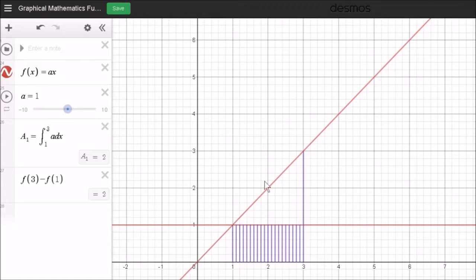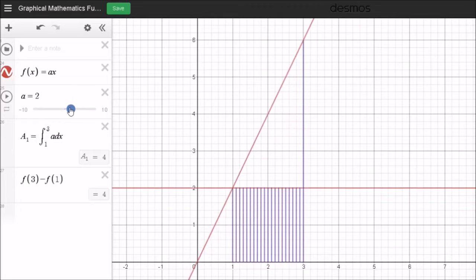So let's try a different line. Let's say the original line had the value a equals 2, so this is the line y equals 2x. Whenever we differentiate that, we get this line here, which is the line y equals 2.